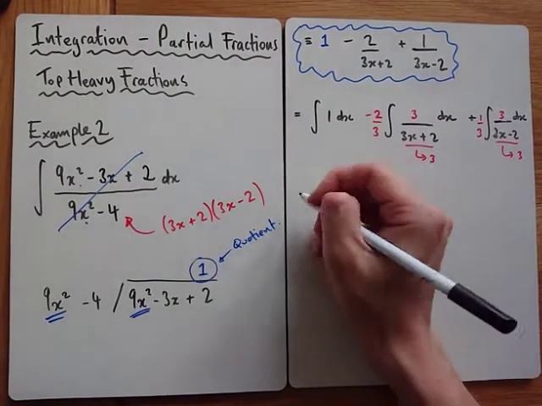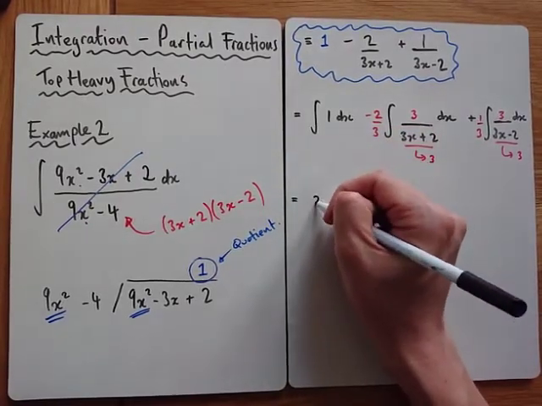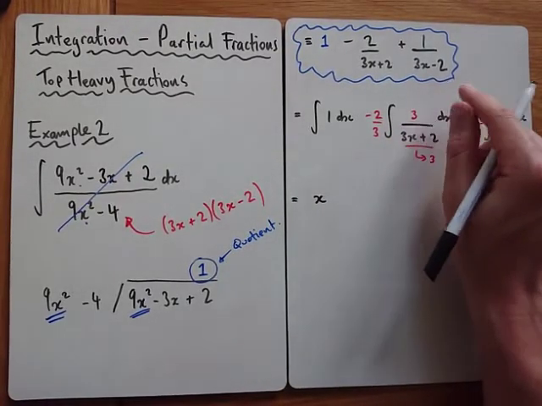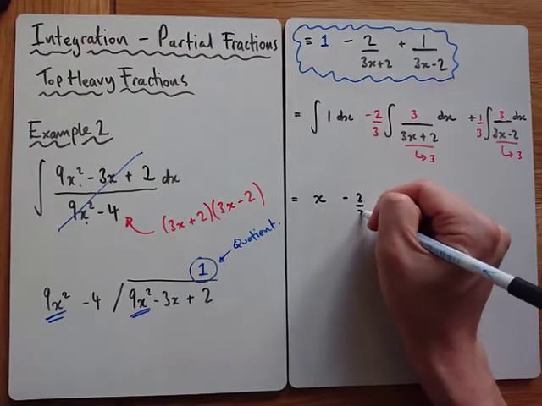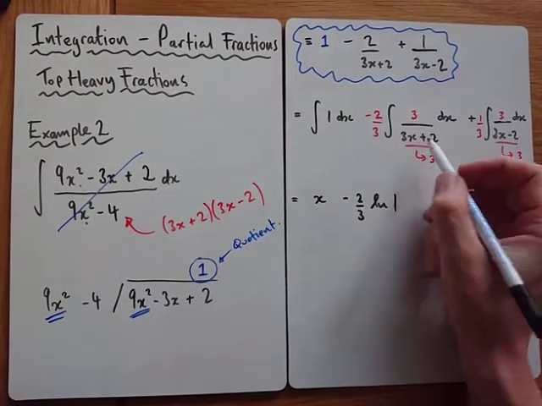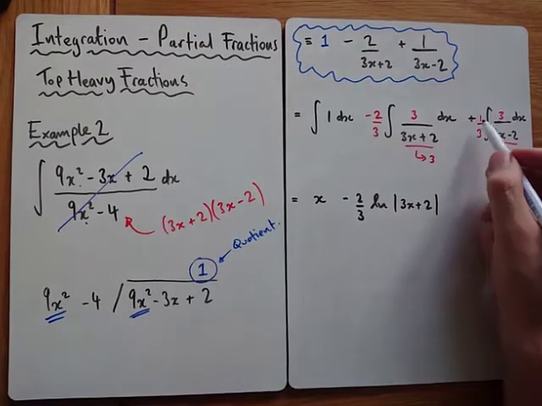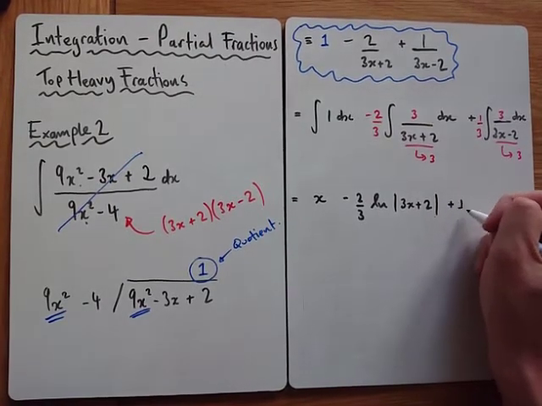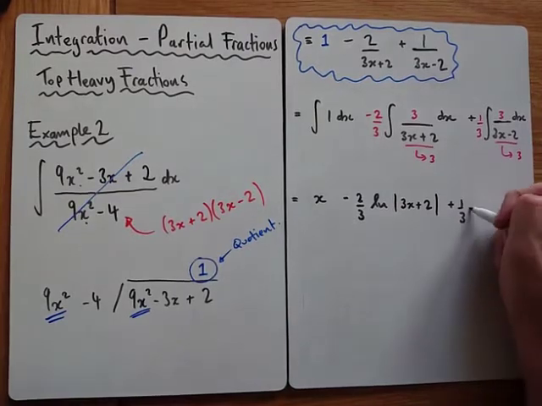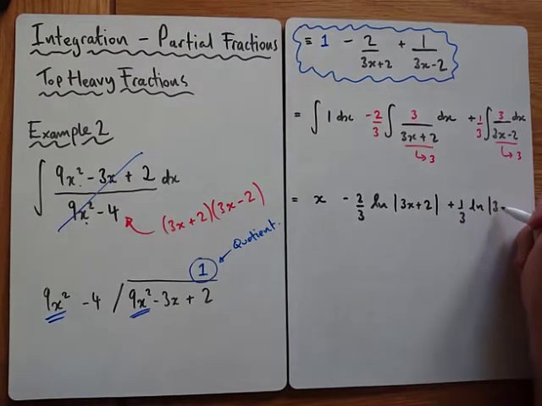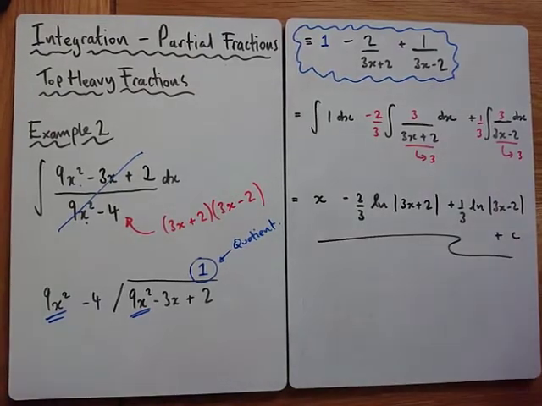So we would end up with the integral of 1, which is x. This integral with the derivative on top, so minus 2/3 ln modulus 3x plus 2, plus 1/3, and then this integral, ln modulus 3x minus 2, plus c.